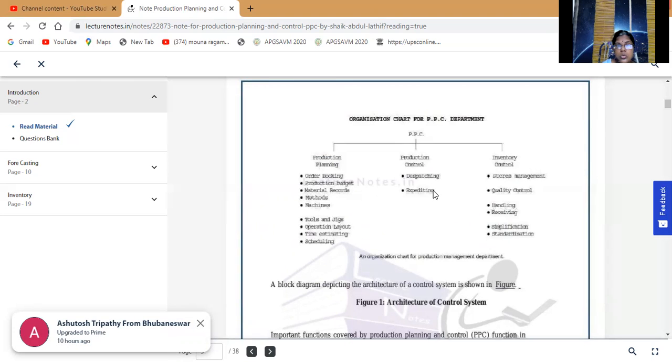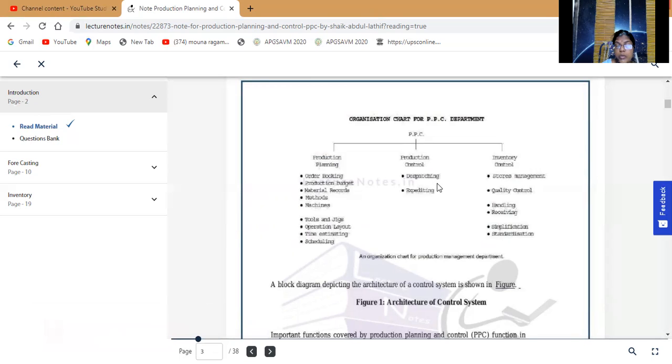And next we go to production control. So when we control, in dispatching we control the production, and in expediting, expediting is nothing but follow-up: how the material is going, when it is placed. So expediting is nothing but follow-up. So in dispatching and expediting, we control the production.